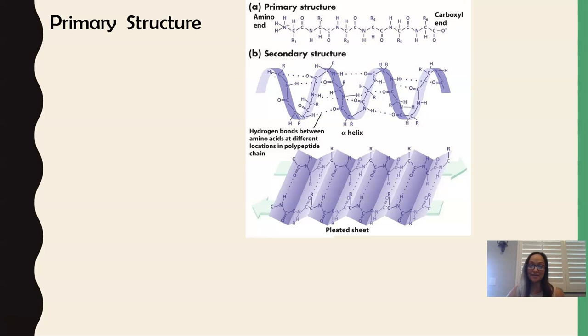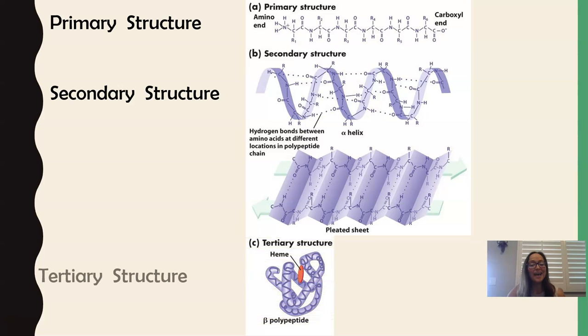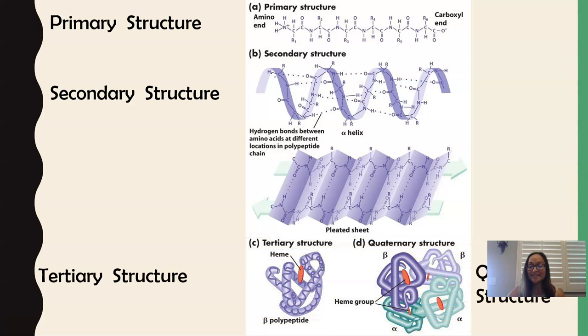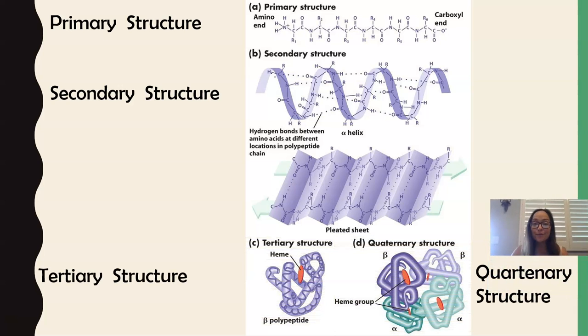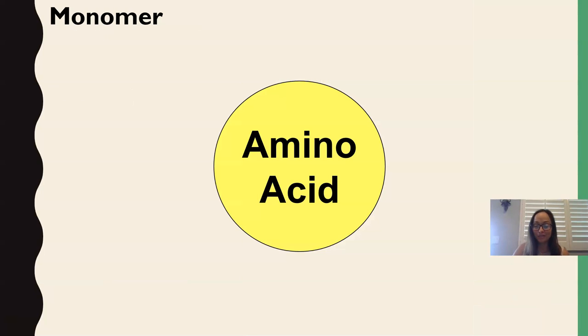Then we have our secondary structure, and then we have our tertiary structure, as well as our quaternary structure. And in this video, we will talk about all 4 of these structures and how they form. Okay, so let's start, though, with looking at amino acids in more detail.